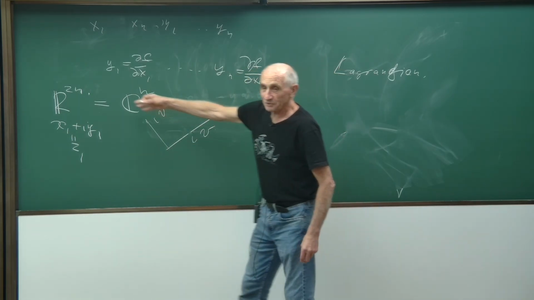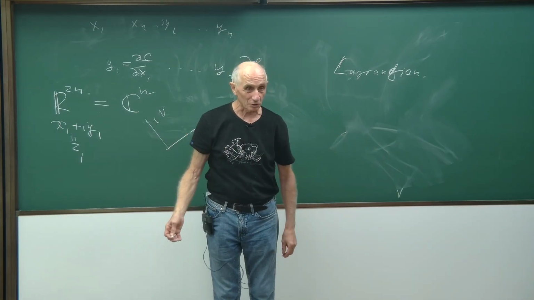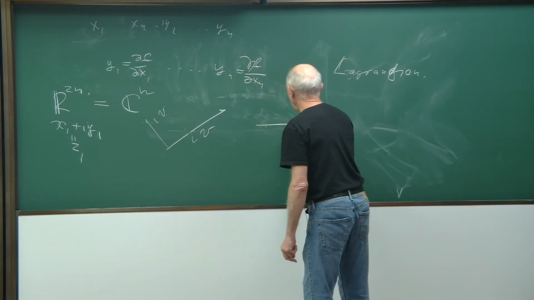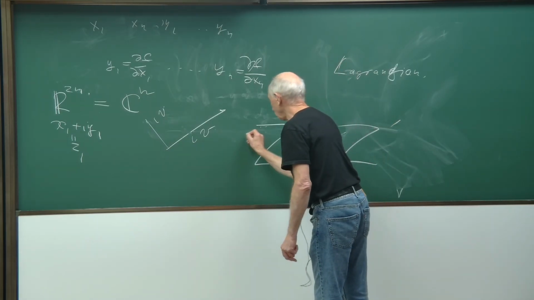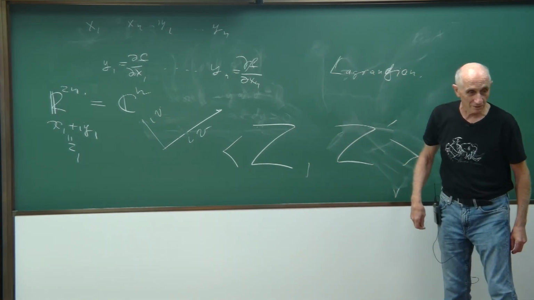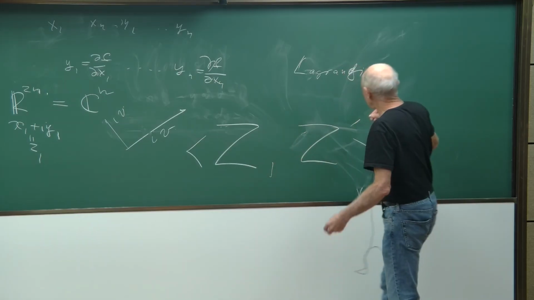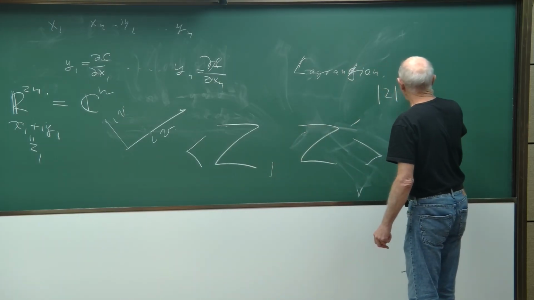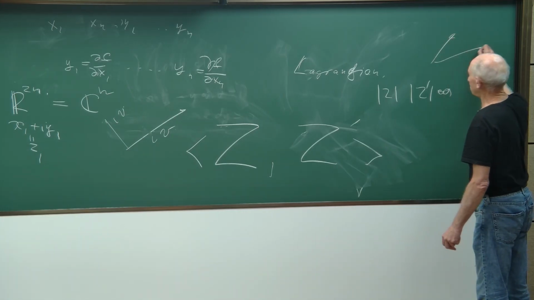Also, I can think about Cn as a standard Euclidean space. You have a standard dot product. So if I have some vector z and a vector z prime, I can take the dot product of these two vectors, the standard scalar product. This is the scalar product, as in the plane. Therefore, you take z times z prime times the cosine of the angle between them.